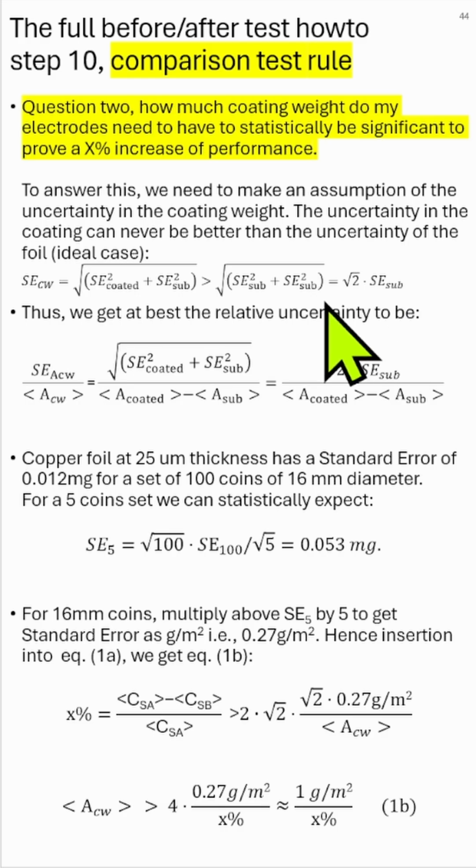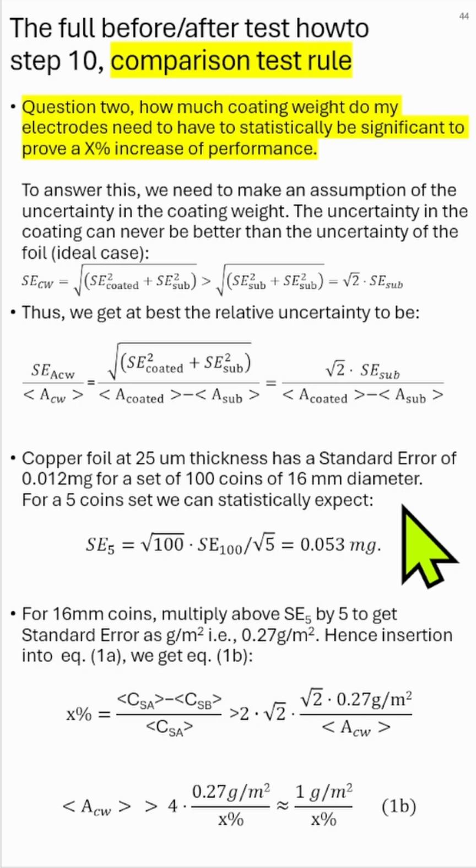So if we put that into our relative coating weight uncertainty, then we see that we can describe that as square root 2 times the standard error of the coating substrate divided by the mean value of the coated mass minus the mean value of the uncoated mass coin. So a copper foil is 25 micrometer in thickness, and that has a standard error of 0.012 milligram. That was the histogram we showed in the beginning of this presentation. And that is given for a set of 100 coins, and they are 60 millimeter in diameter.